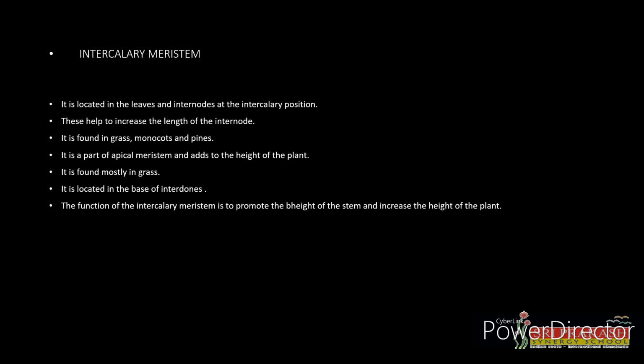Intercalary meristem, the second part of a root or a stem. It is located in the leaves and internodes at the intercalary position. They help in increasing the height of the internode. It is found in grass, monocots and pines. It is a part of apical meristem and adds to the height of the plant. It is found mostly in grass. It is located at the base of internodes. The function of intercalary meristem is to promote the growth of the stem and increase the height of the plant.